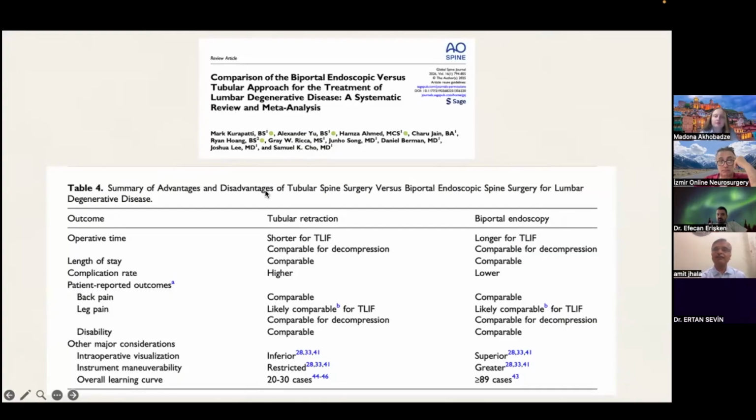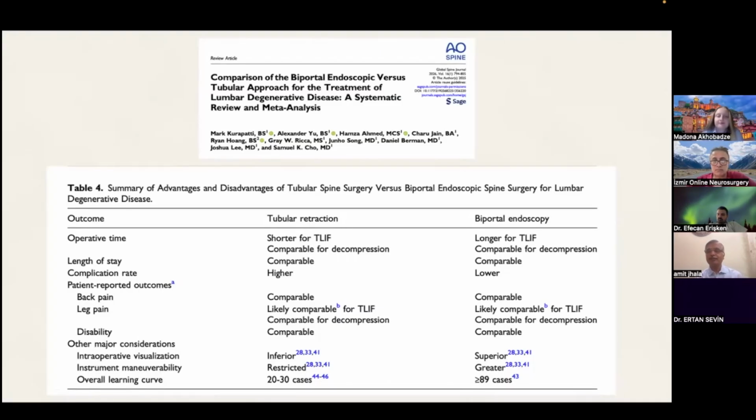What is the difference between tubular retraction and biportal endoscopy? Operative time is shorter for TLIF with tubular retraction. Biportal has a longer operative time, but the rest of the results are comparable. That means patient-reported outcomes are comparable. The only major difference is in intraoperative visualization, instrument maneuverability, and learning curve. The learning curve is much less with tubular retraction and much more with biportal endoscopy. And that's where it matters. Outcome remains the same.